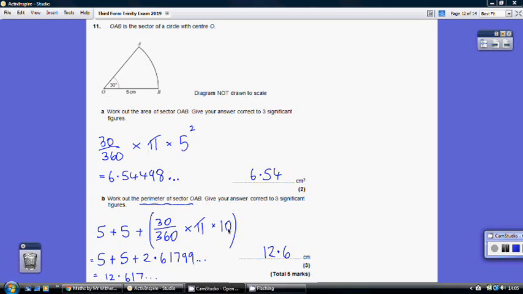So be really clear in your mind that you've doubled the 5 here to get the diameter, but here you've squared the 5 because the area of a circle is pi r squared. So popping that all into my calculator, I get 12.617... So to 3 significant figures, that's 12.6 centimetres.